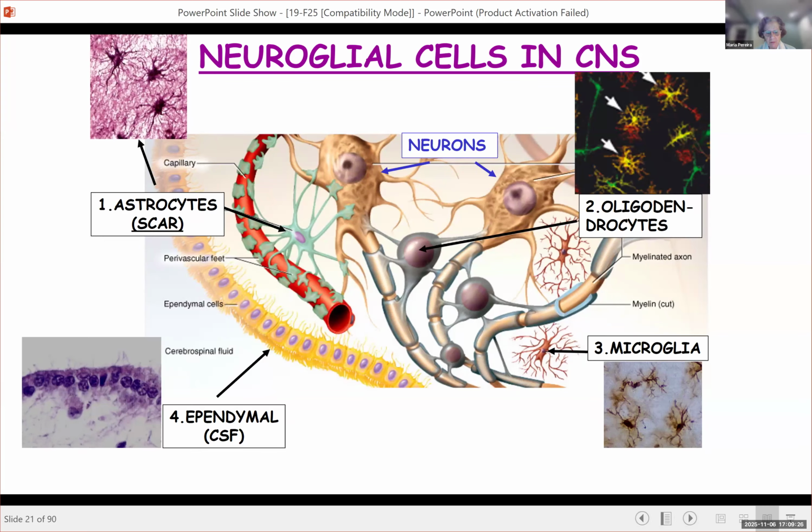So the cerebrospinal fluid is another fluid that is present in the brain and that is used to provide nutrients and also to get rid of metabolic products. So the CSF is another fluid that is present only in the central nervous system.